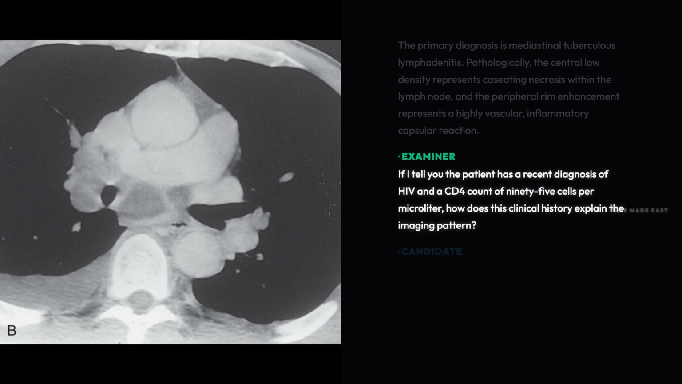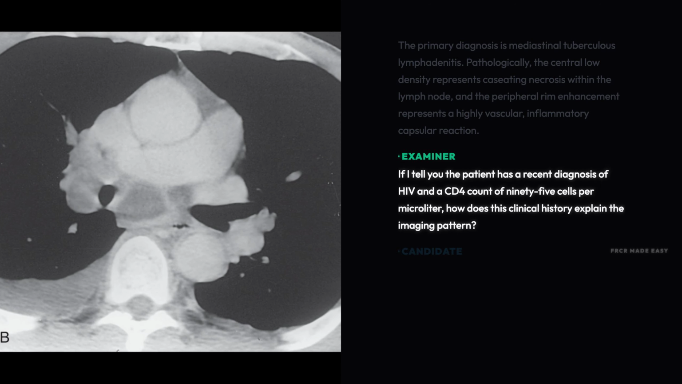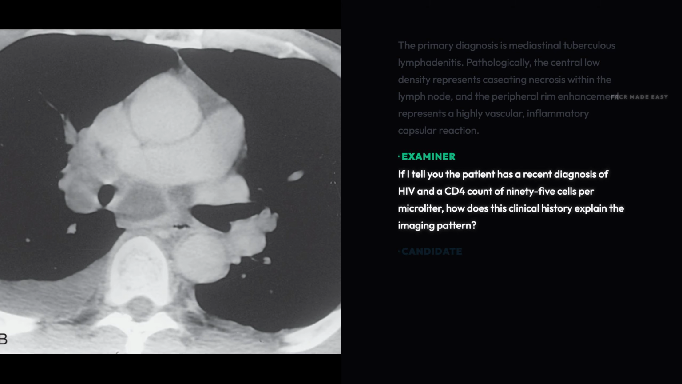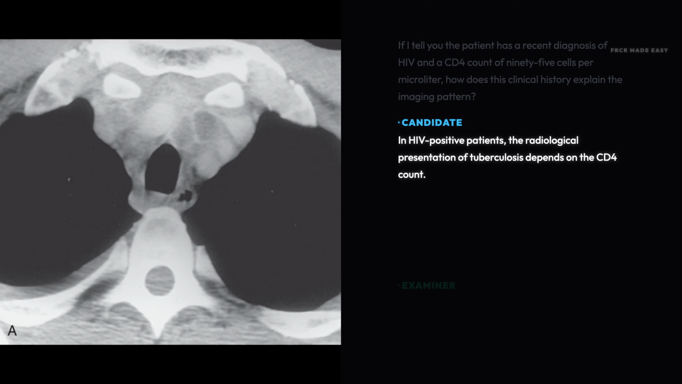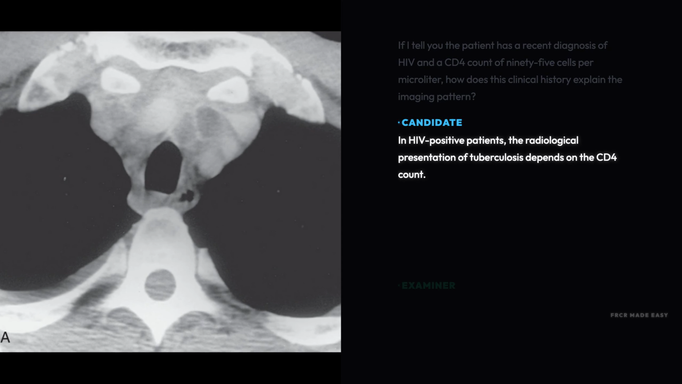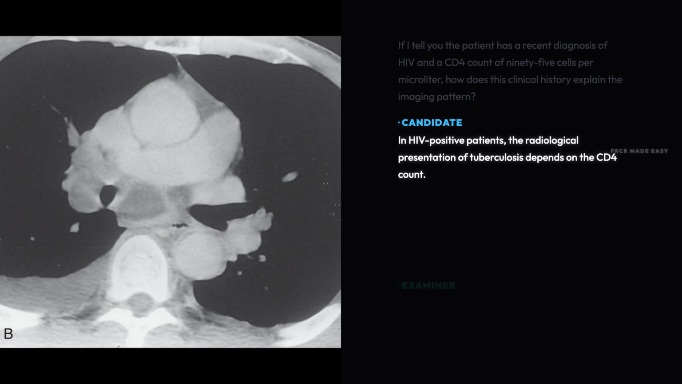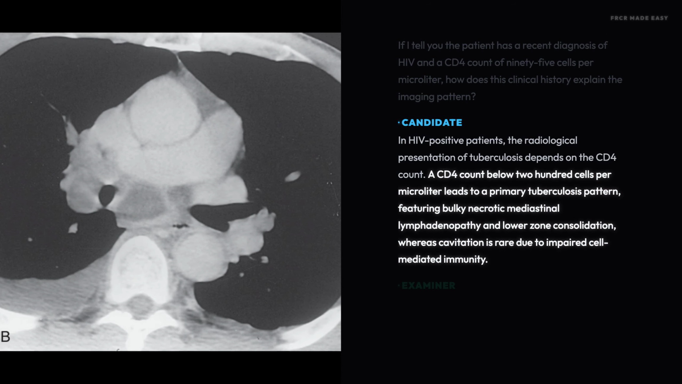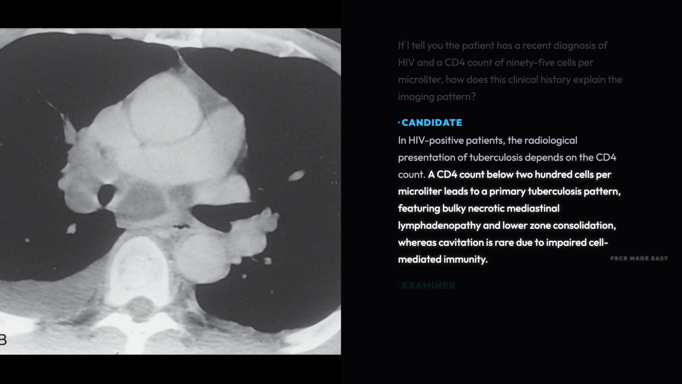If I tell you the patient has a recent diagnosis of HIV and a CD4 count of 95 cells per microliter, how does this clinical history explain the imaging pattern? In HIV-positive patients, the radiological presentation of tuberculosis depends on the CD4 count. A CD4 count below 200 cells per microliter leads to a primary tuberculosis pattern, featuring bulky necrotic mediastinal lymphadenopathy and lower zone consolidation, whereas cavitation is rare due to impaired cell-mediated immunity.